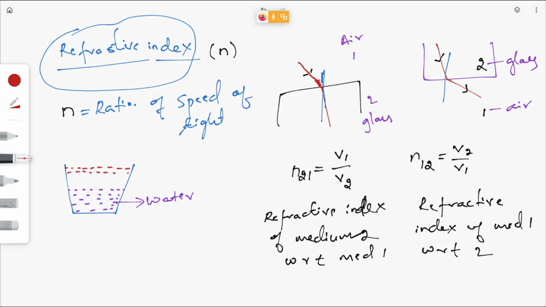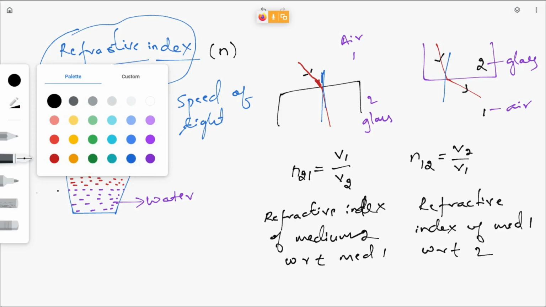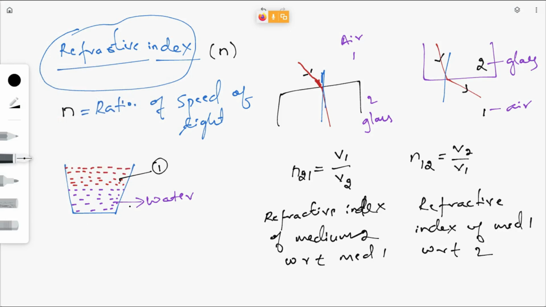This is oil. Okay, so now here this is your medium 1. Okay, this is your medium 2. Let me try to understand this one. This concept is very important. The refractive index as a property is very simple.